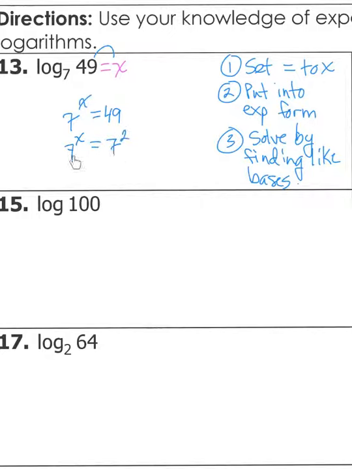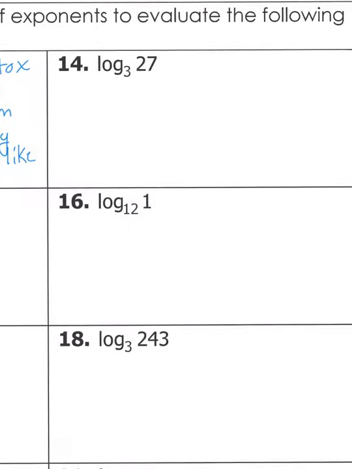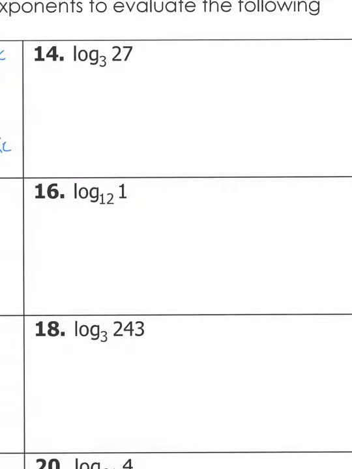Because I have like bases, I can drop those and just set the exponents equal to each other. And this one happens to solve immediately. So that means that the value of log base 7 of 49 is equal to 2. And we were able to do that without our calculator. So try that with 14. I want you to do, let's see, 14 through 16 first. We'll just start there. Pause the video and then check your work.